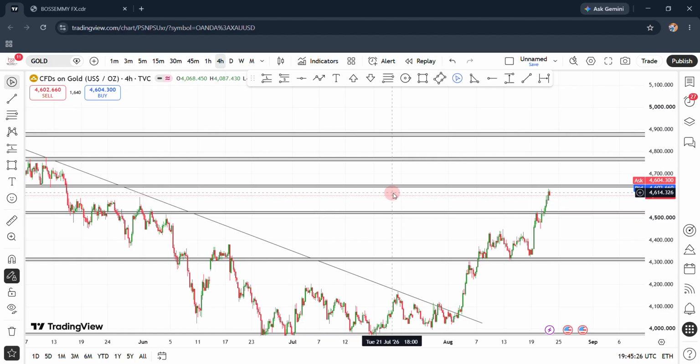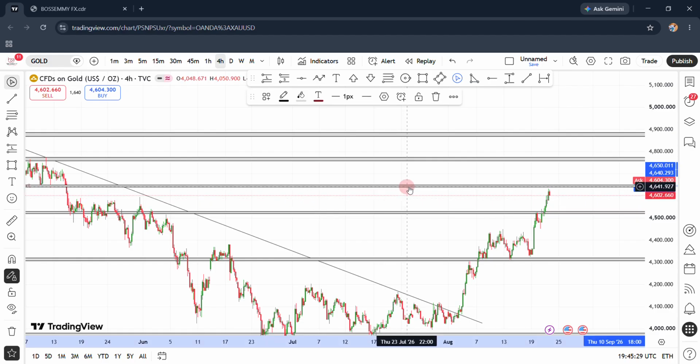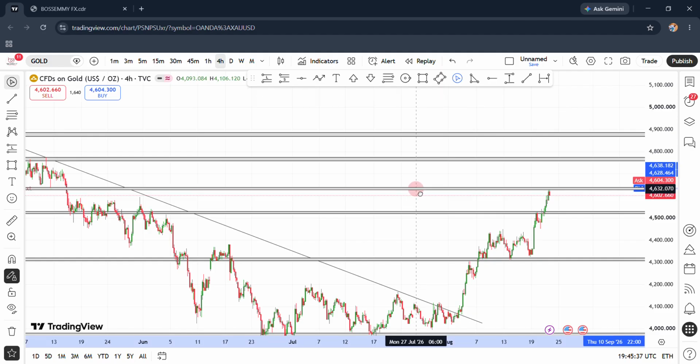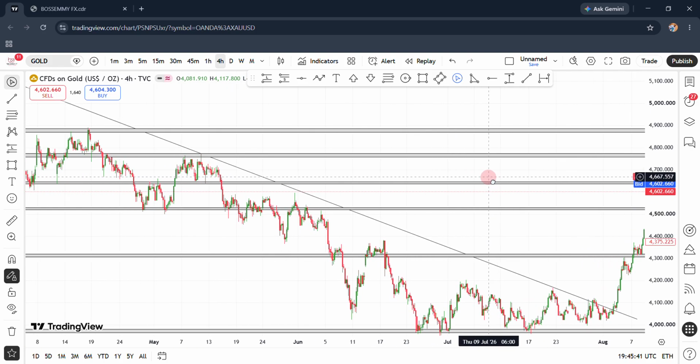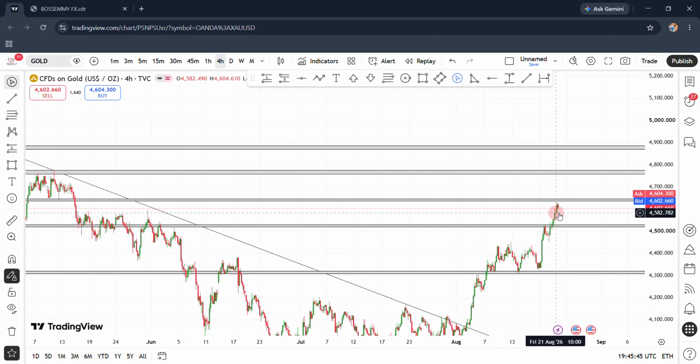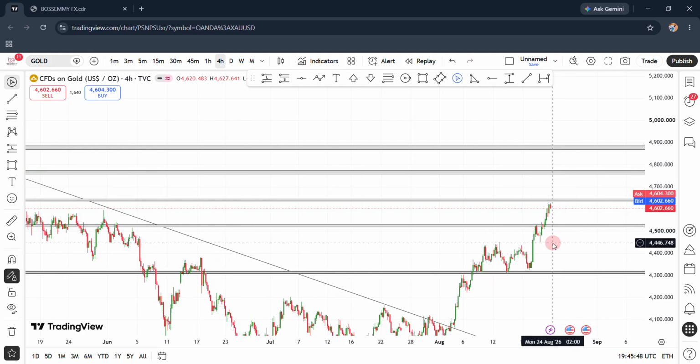I think price came to that level, around here like this. Yeah, we saw price pushing to that level, and what do we need to do?